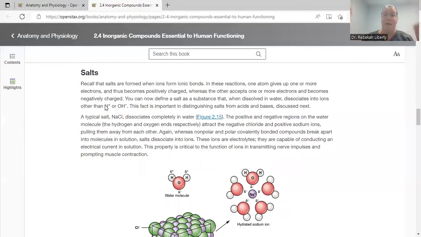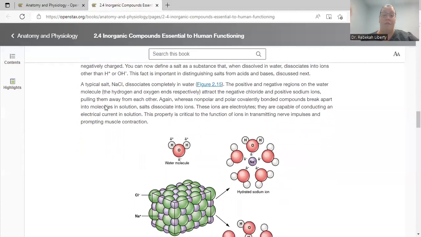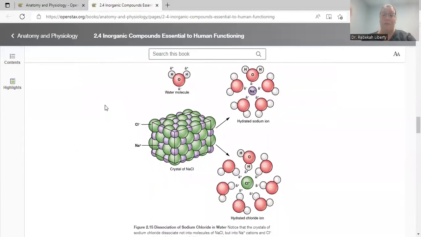So salt that you think of on the table is NaCl, sodium chloride. If we drop salt into water, it's going to dissociate. All of the sodium here and the chlorine here are going to let go of each other. Why? Because water is polar. Because water molecules have a positive end and a negative end, and they're going to line up around those ions to match.